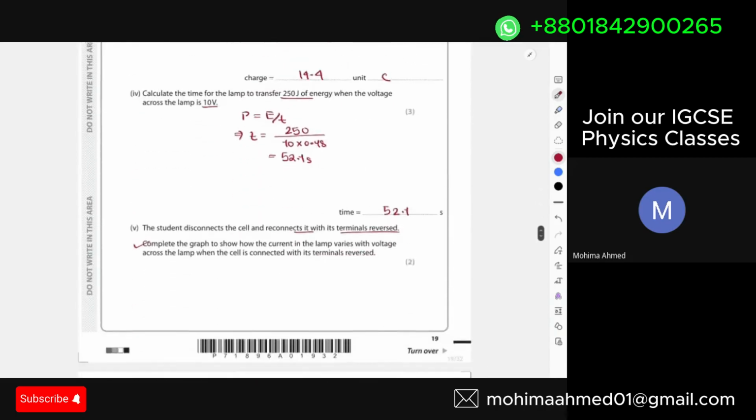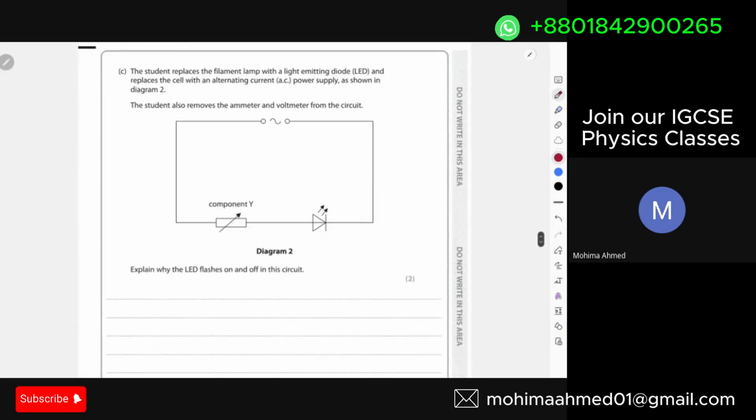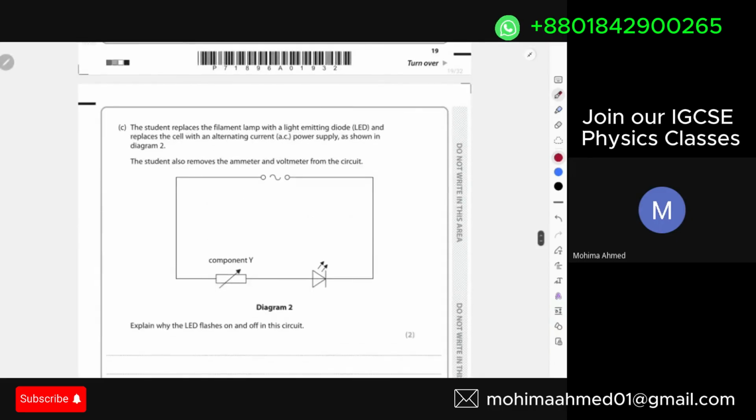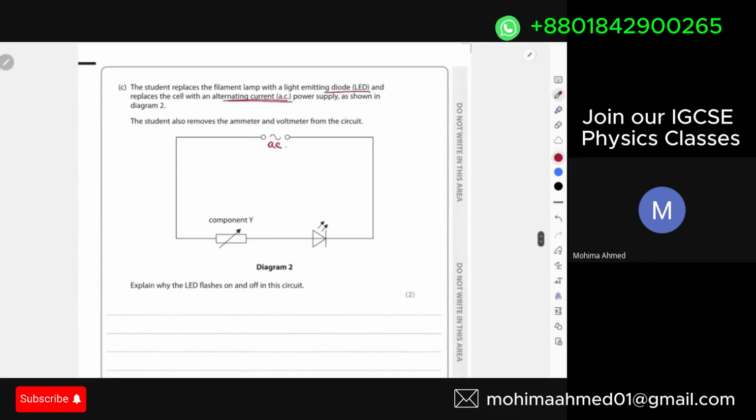Now, after this, in this orientation, the student replaces the filament lamp with a light emitting diode and replaces the cell with an alternating current supply. Understand that alternating current is present over here. Alternating current means the direction of the current is going to change every second, or every certain period of time. And an LED is a diode. A diode only allows current to pass through it in one direction, not in two directions. That is a problem over here. Since we're applying AC here, only when the current is flowing in this direction will your component light up or your entire circuit work.